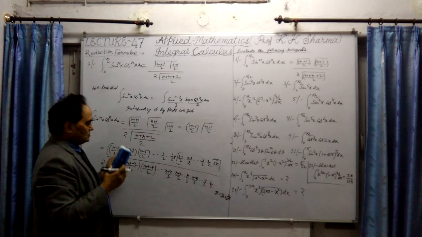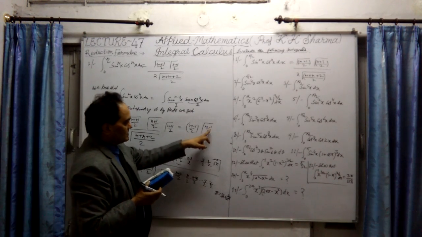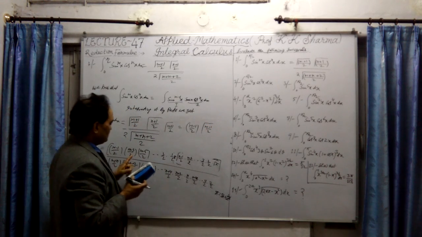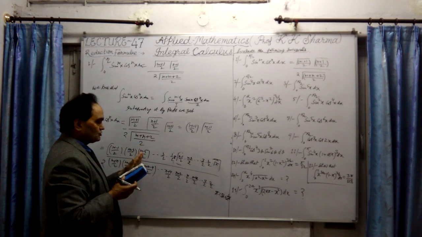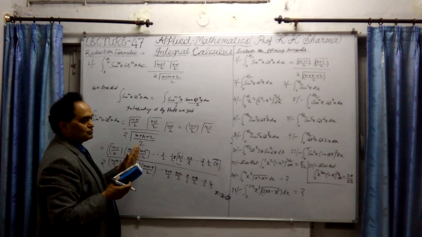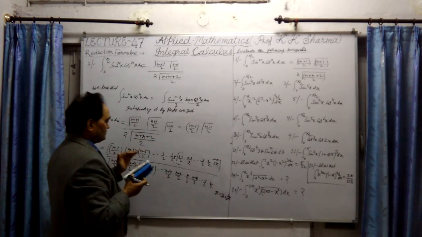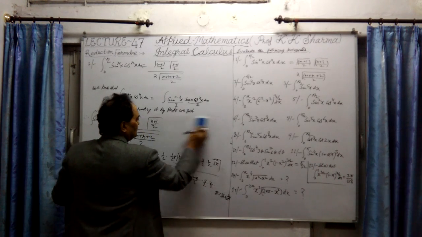Okay, in this way, this n minus 1 upon 2 is here. Gamma n minus 1 upon 2 will be n minus 3 upon 2 into gamma n minus 3 upon 2. In this way, this first one is expressed here. Okay, so this is what we have obtained.